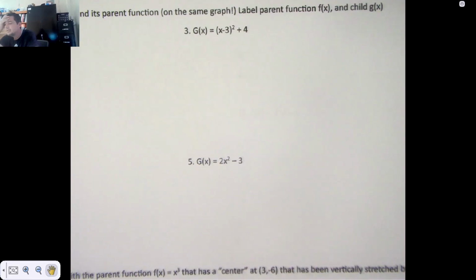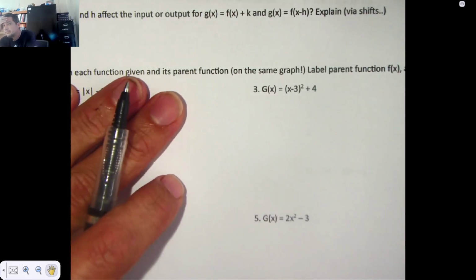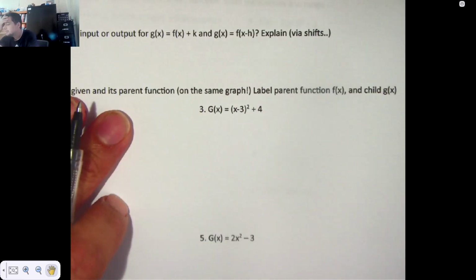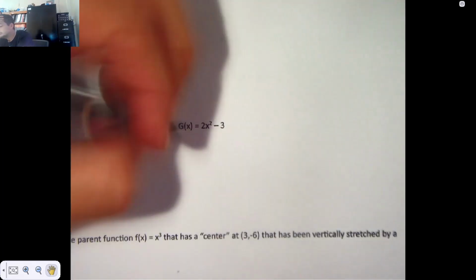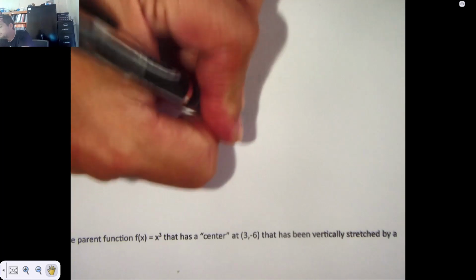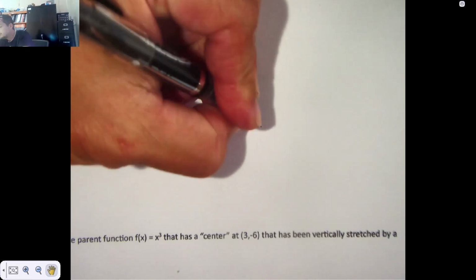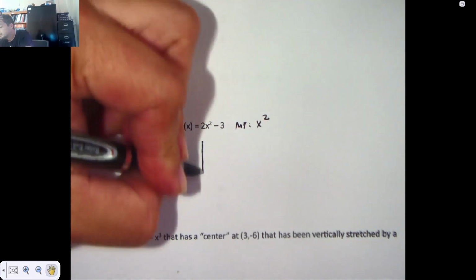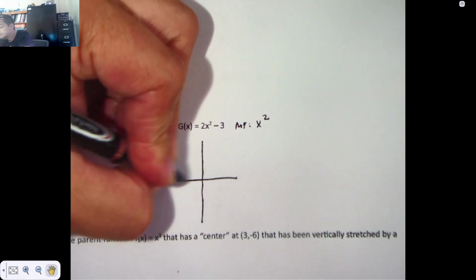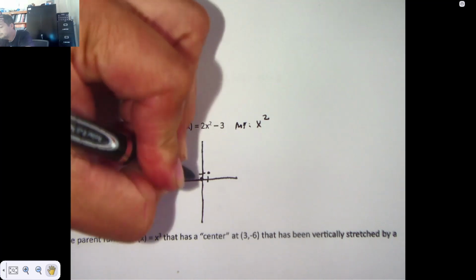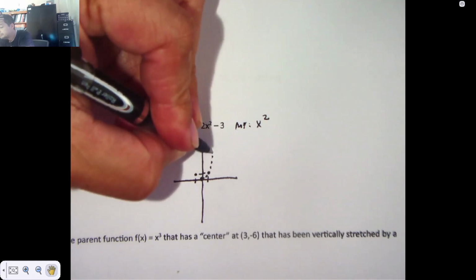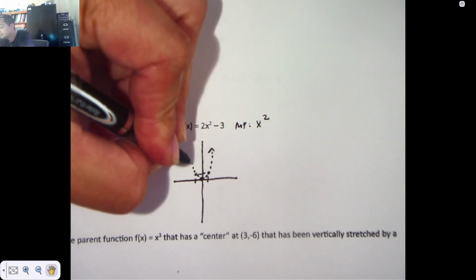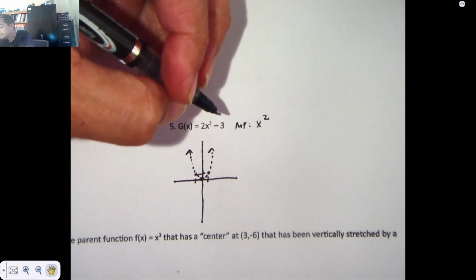Let's see here. The instructions for 2 through 5 say graph each function given and its parent function on the same graph. Label the parent function f of x and the child g of x. So I'll do 5. The parent function, which I call the mother function, is x to the second. X to the second's got 3 key points: (0, 0), (1, 1), and (-1, 1). And I'm going to dash it too. And that would be f of x.